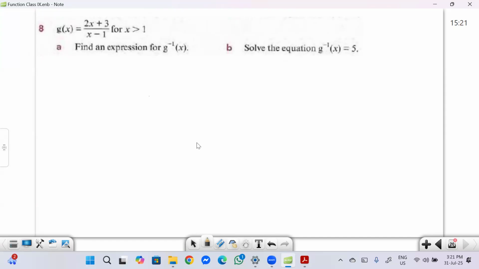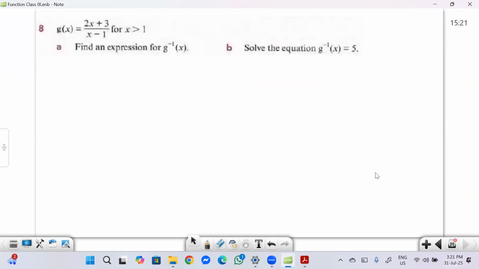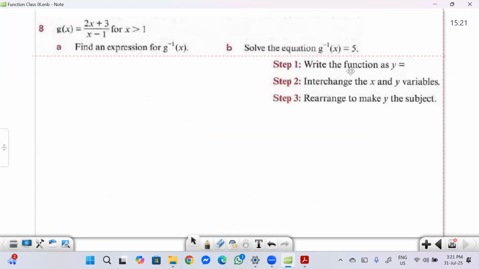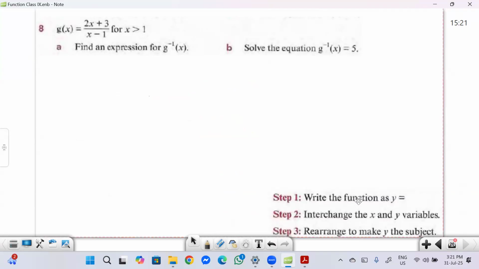So to find out g inverse x, we know that there are certain steps that we need to follow, as we have identified in our last class. So let us copy that also here just to remind us how to solve them. So first thing that we need to do is write y equal to the function, which can be done as: let y equal to 2x plus 3 by x minus 1.